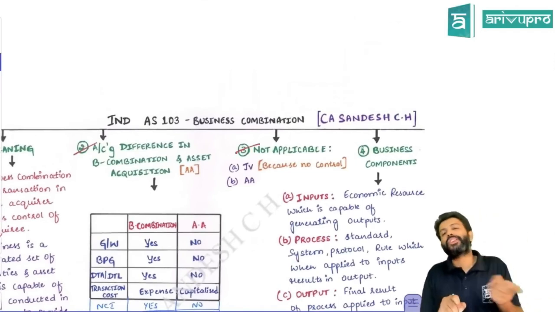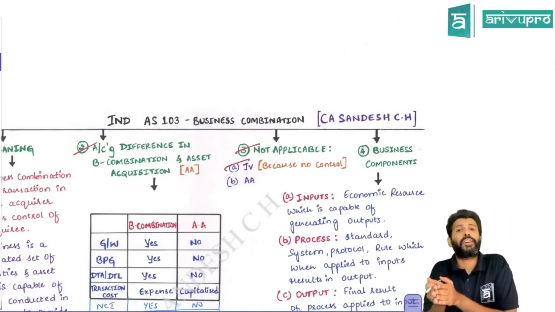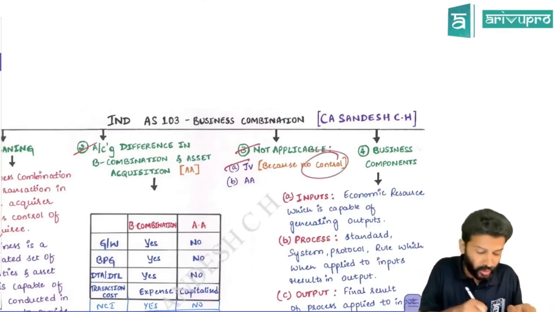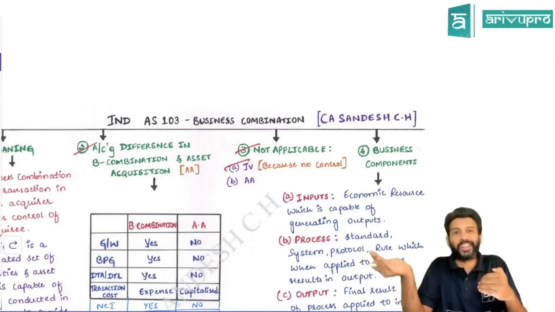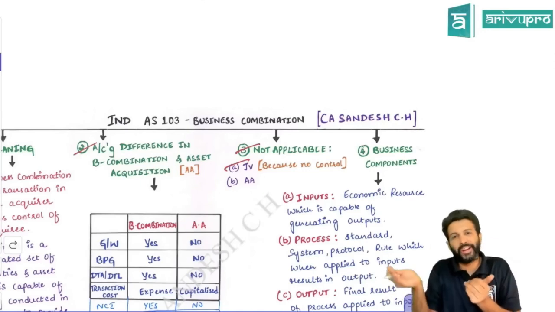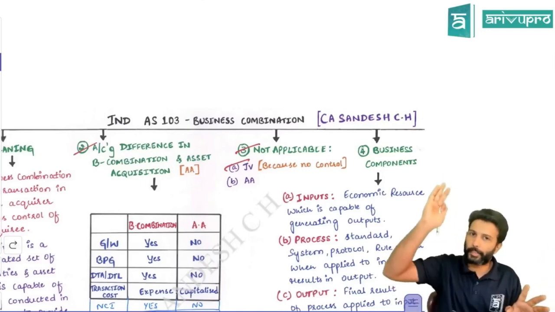All right, so IND AS 103 is not applicable for a few things. One is joint venture. Why is it not applicable for joint venture? Because in case of joint venture, there is no control. There is joint control. For you to apply IND AS 103, one company should have control over the other company, not joint control. It should have total control. Since in joint venture there is joint control, for joint venture transactions you don't apply IND AS 103. We have IND AS 111, apply that.